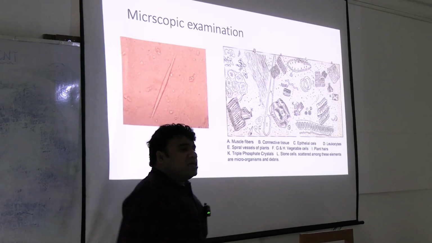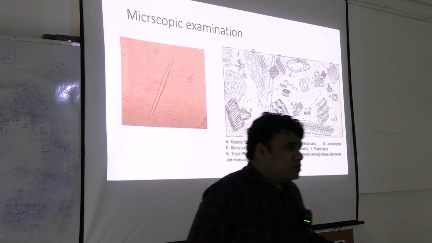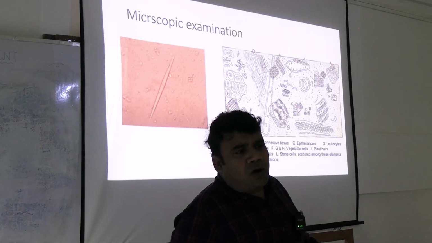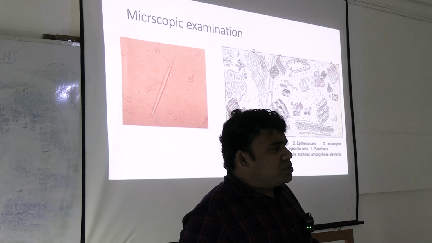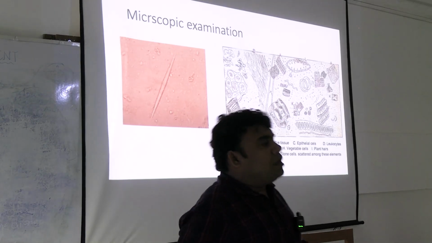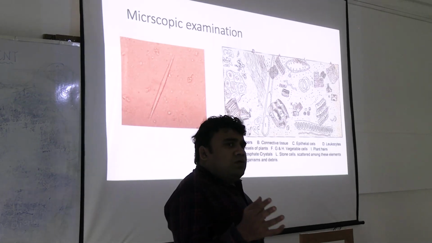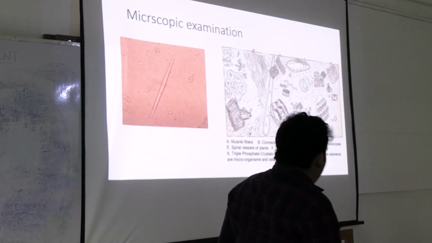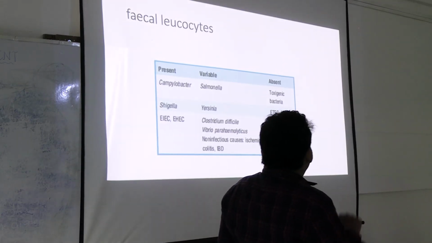It is called the Charcot-Leyden crystal, which can also be seen sometimes in cases of eosinophilia or even parasitic infections which raise eosinophils. I think you have read about Charcot-Leyden crystals which are found in the sputum. Those are swallowed and can also be seen in the stool.